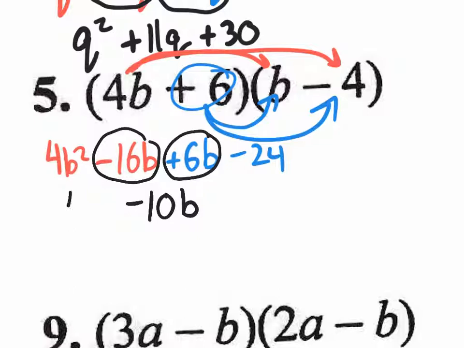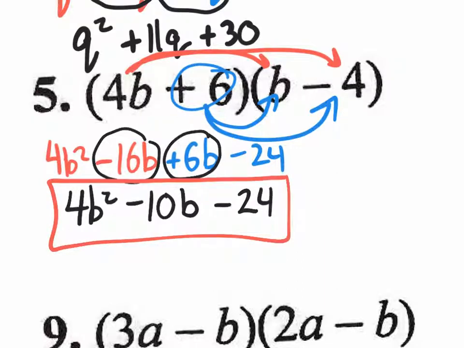And of course, the 4b squared comes down. The minus 24 at the end comes down. And that's it. That's your answer.